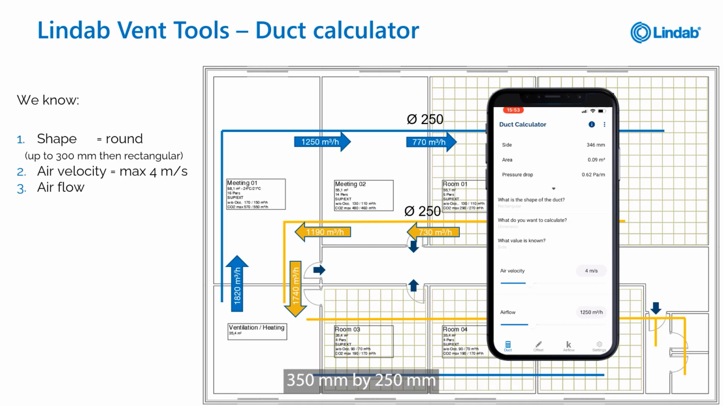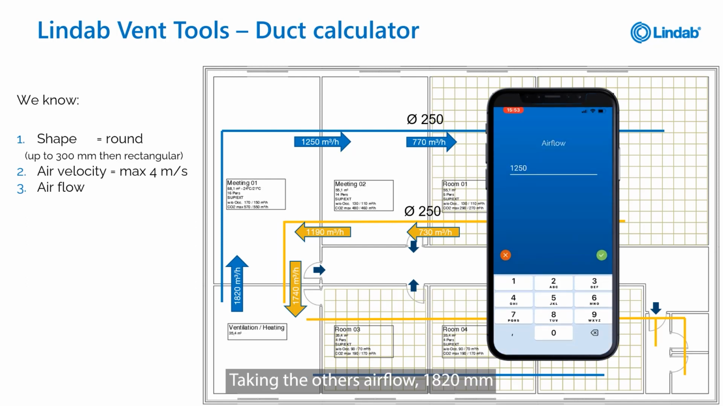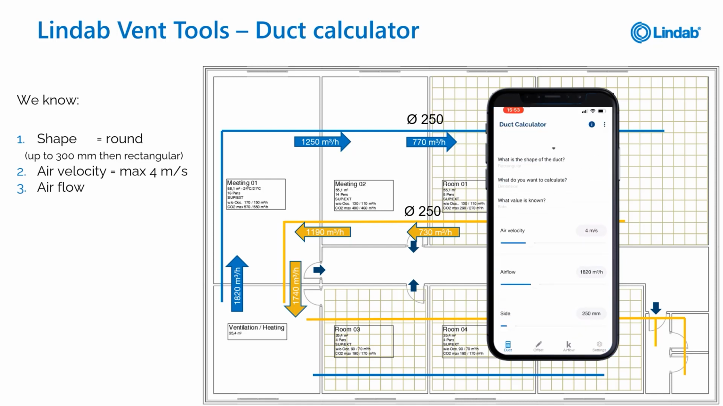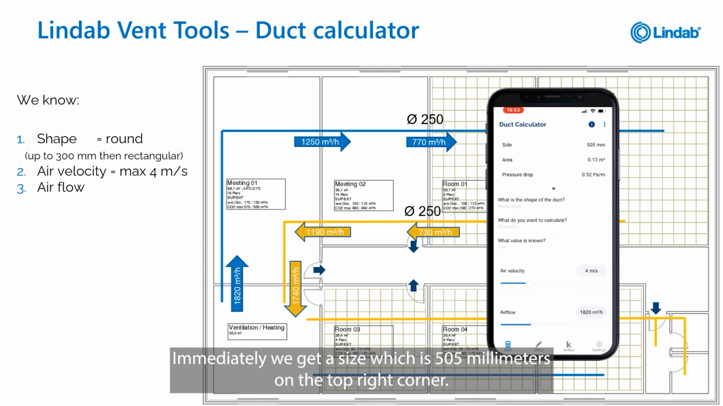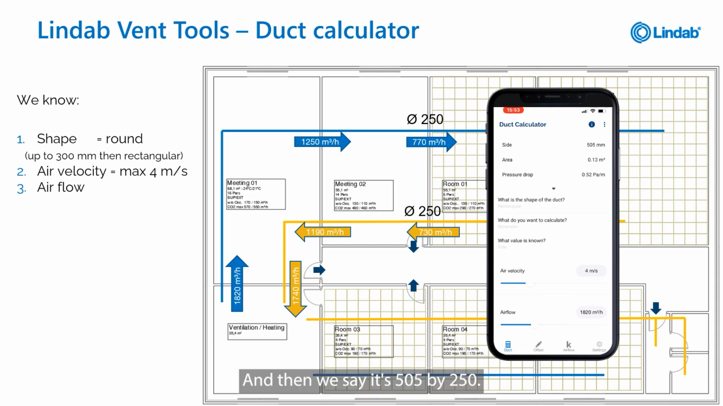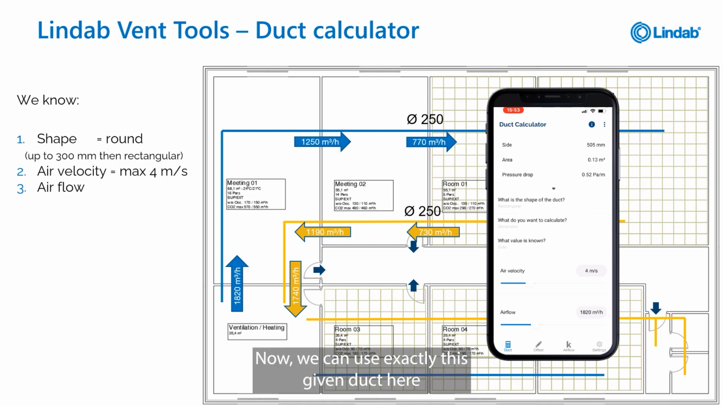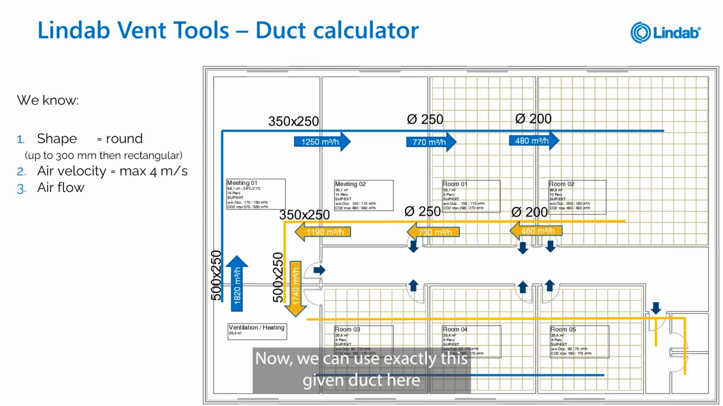So 350 by 250. Taking the other one, airflow 1820. Immediately we get a size which is 505 millimeters on the top right corner, and then we say it's 505 by 250. Now we can use exactly these given ducts here and type them into the project.